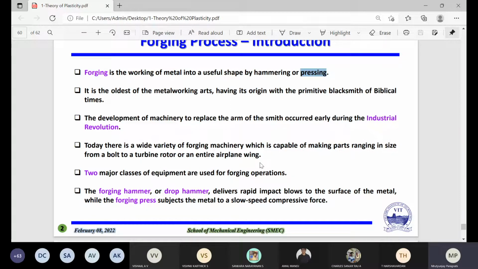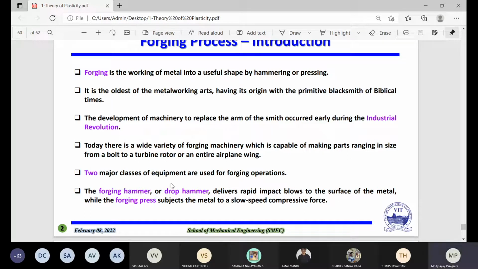Of course, there is a small chapter on forging equipment. I do not think we will cover everything, but if somebody wants to study in detail, you can also remember this. Capable of making parts ranging in size from a bolt, which is a very small part, to a turbine rotor, a medium part, then an entire airplane wing. So from the smaller part to the larger part, we are preparing with the help of the forging process.